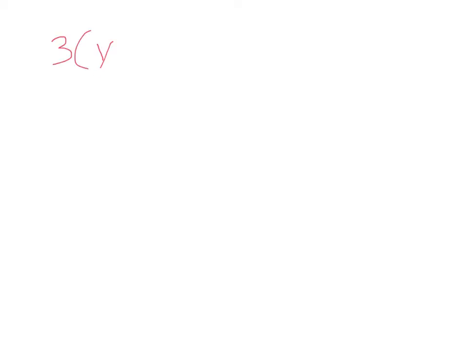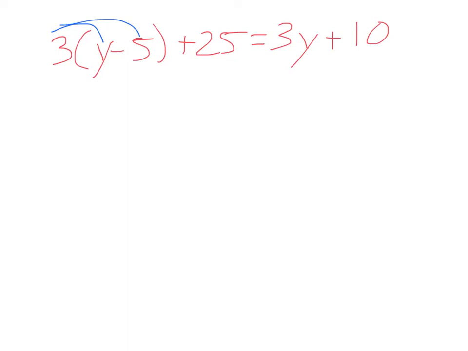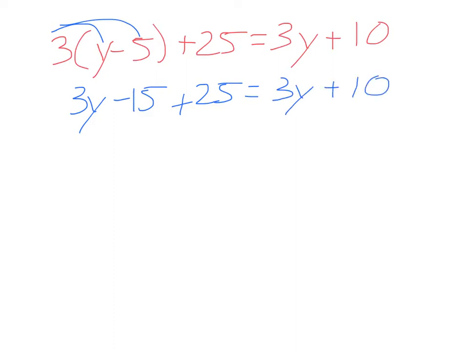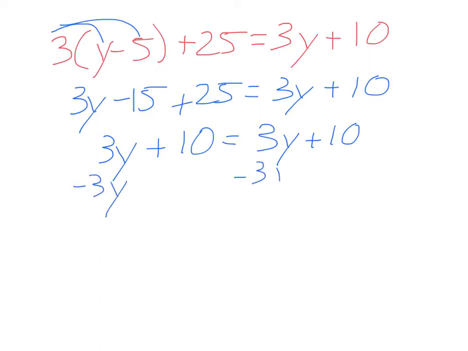3 times (y minus 5) plus 25 equals 3y plus 10. Now here, I'm going to start as before. I will distribute to get rid of those parentheses. Just going to distribute here. 3y minus 15. Remember to distribute to everything inside the parentheses. Plus 25 equals 3y plus 10. I can combine the negative 15 and the 25, which gives me 3y plus 10 equals 3y plus 10. If I subtract 3y from both sides, I end up with 10 equals 10.